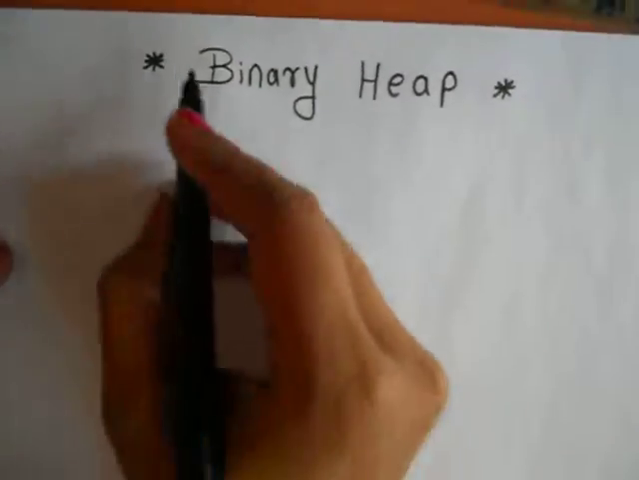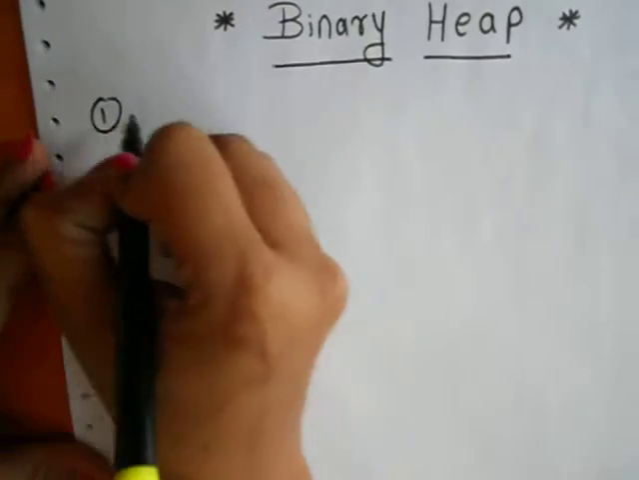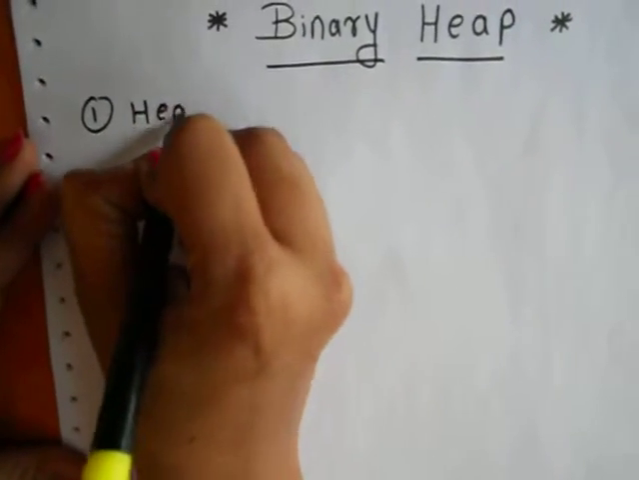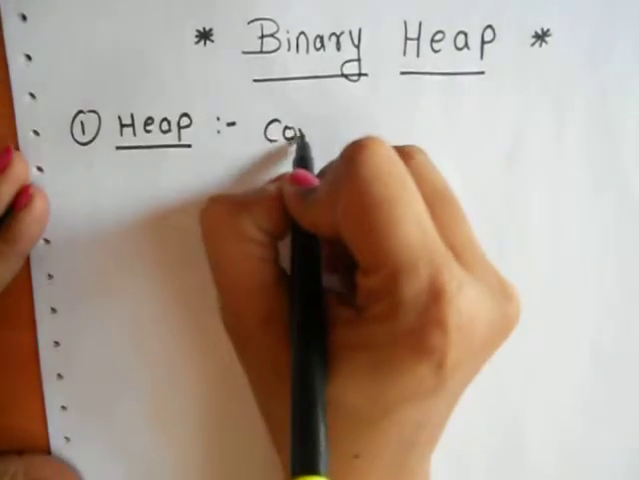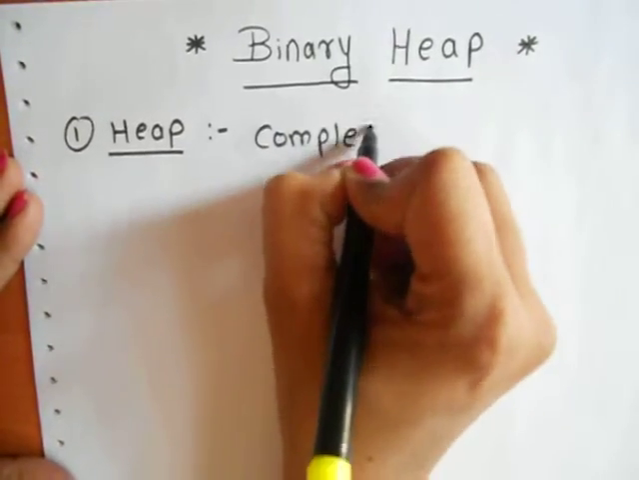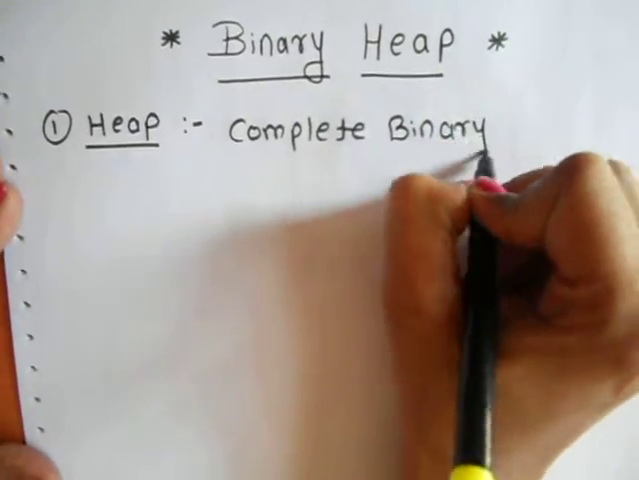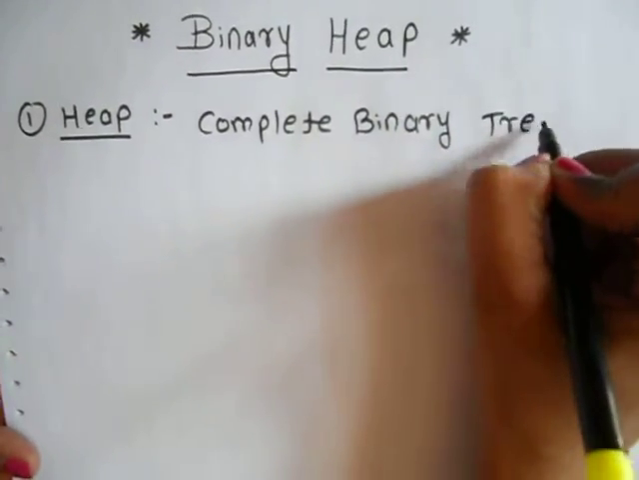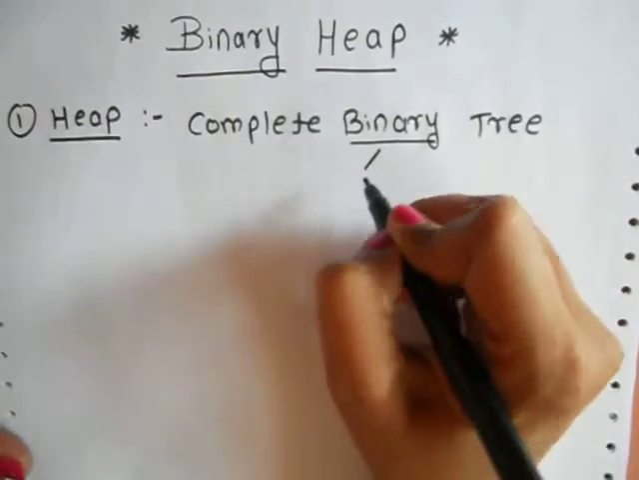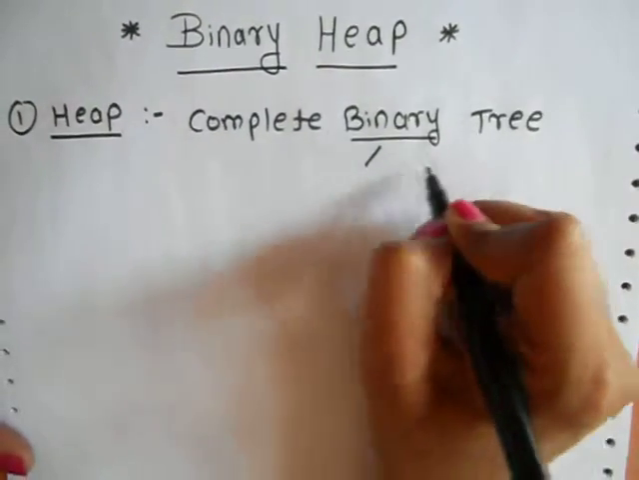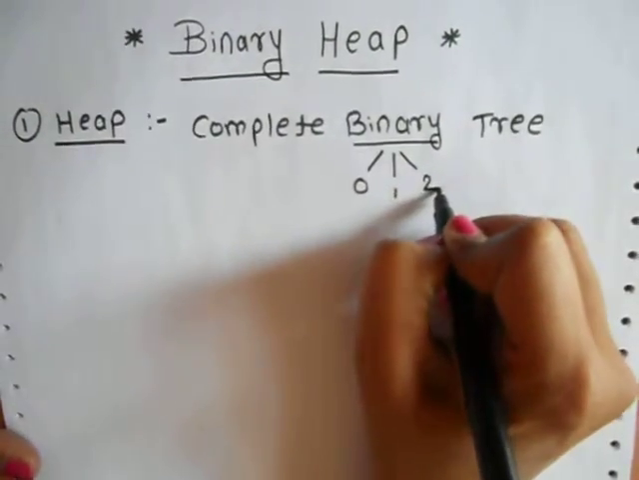Okay, today we will discuss the binary heap. So first we will discuss what is heap. Heap is basically a complete binary tree. So what is the meaning of complete binary tree? Binary tree itself indicates that it will have maximum 2 children. Maximum is either 0, 1 or 2 children.